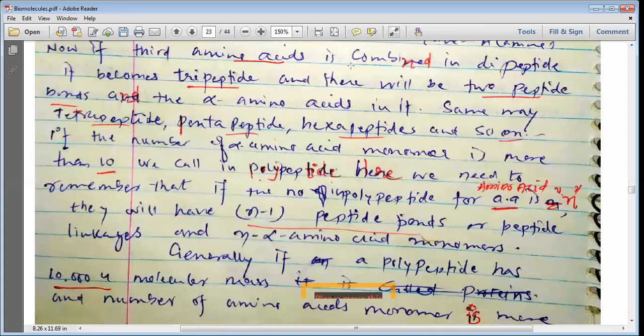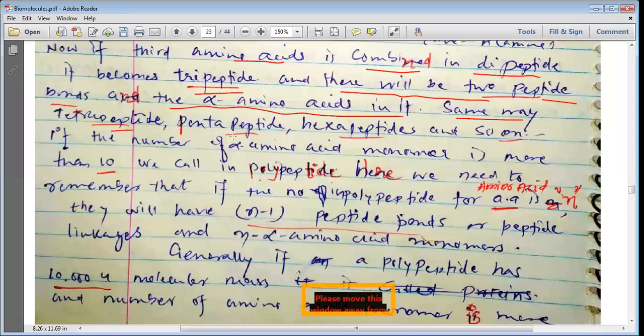Now, if a third amino acid is combined with the dipeptide, it becomes a tripeptide because it has three amino acids bonded, and there will be two peptide bonds. So in dipeptide we have one peptide bond, in tripeptide we have two peptide bonds. If four amino acids are combined, we will have tetrapeptide, and it will have three amide bonds or three peptide bonds. In the same way, we have pentapeptide, hexapeptide, and so on, my dear students. And if the number of alpha amino acid monomers is more than 10, please remember, we will call it polypeptide.